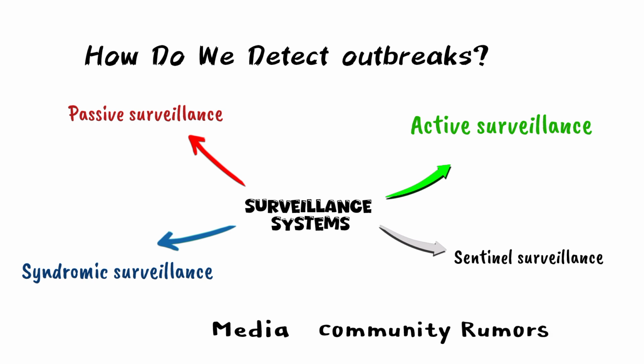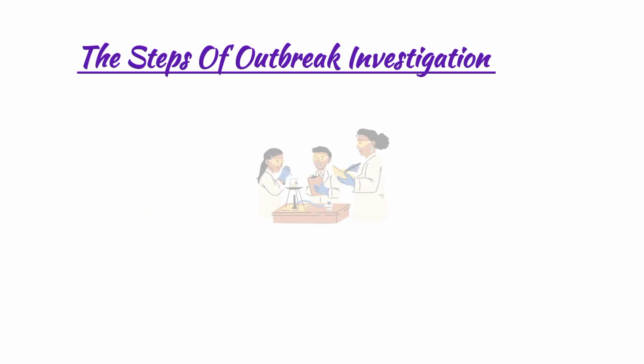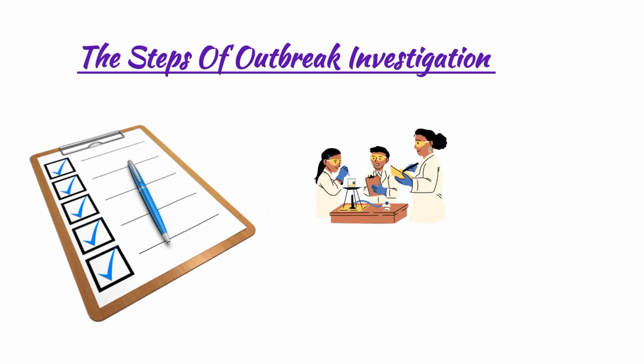Once we suspect or confirm an outbreak, the next stage is to investigate it. Outbreak investigation usually follows a number of systematic steps. The exact order may change depending on the situation, but the key steps are always included. So let's go through them one by one.